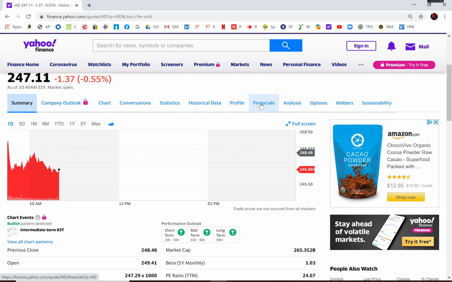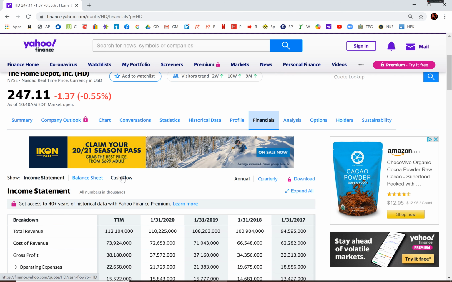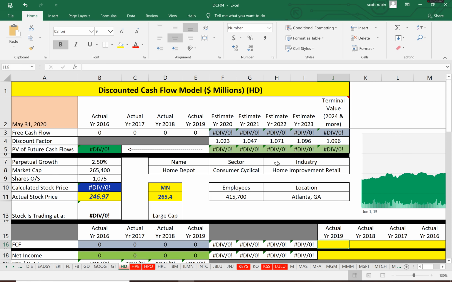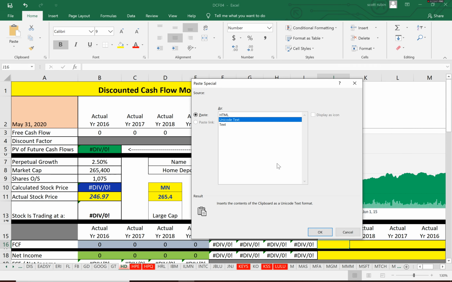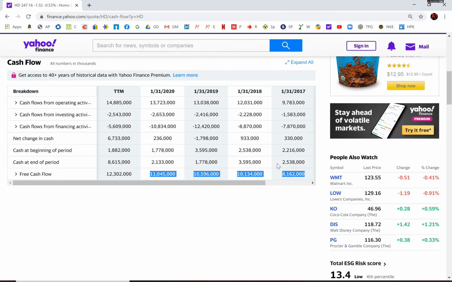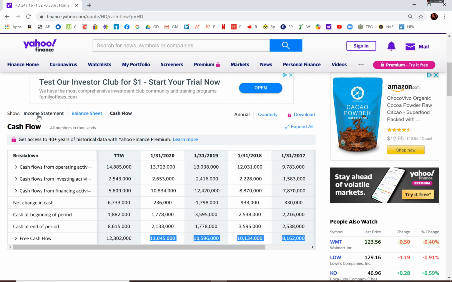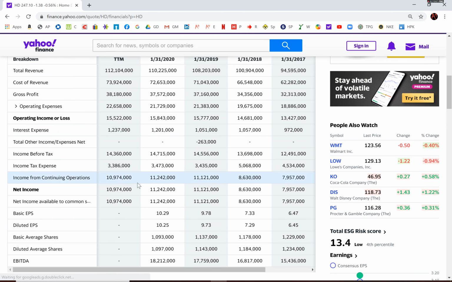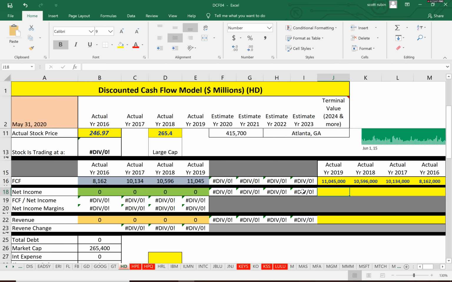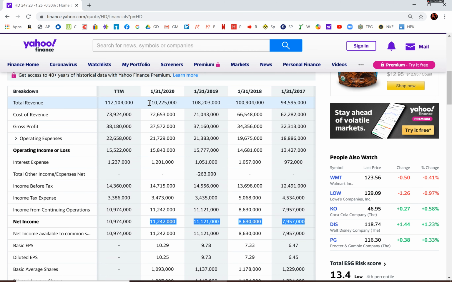Let's look at free cash flow. And if we go to the financials in Yahoo, then go to cash flow, we see free cash flows for 4 years. Nice, healthy free cash flows, $10+ billion some years. That's what you'd like to see. And now net income we need, which is on the income statement, and that's the profit and loss. And we also need revenue, also on income statement.